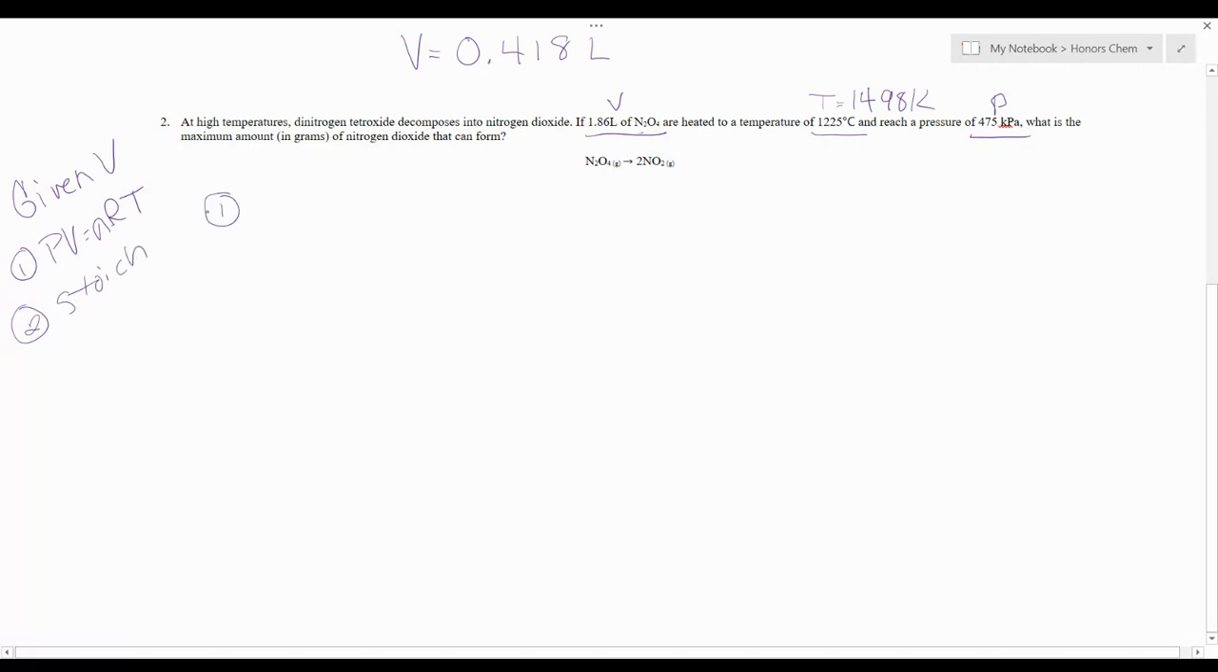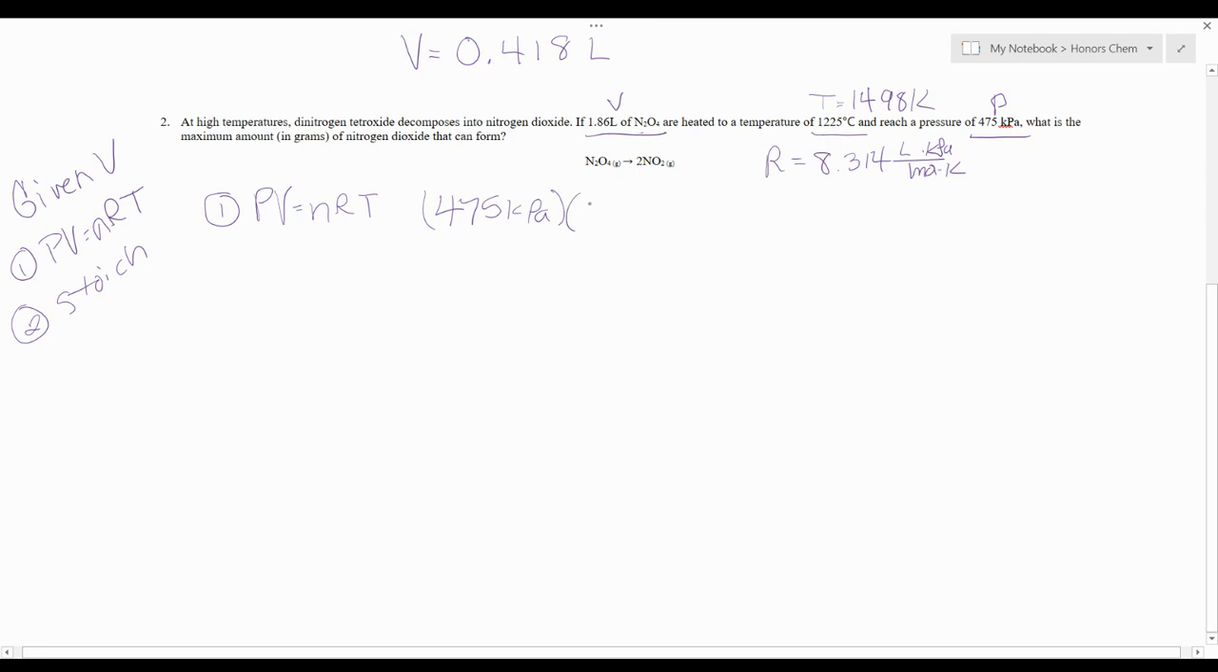Okay, so for this one, we know pressure, temperature, and volume. And this one, we've got kPa and liters. So that tells us that our R value is going to be the 8.314 based on our chart. Then we have all our information. We're solving for N. So this one in the ideal gas law, I'll just write the equation again. PV equals nRT. Pressure is the 475 kPa.